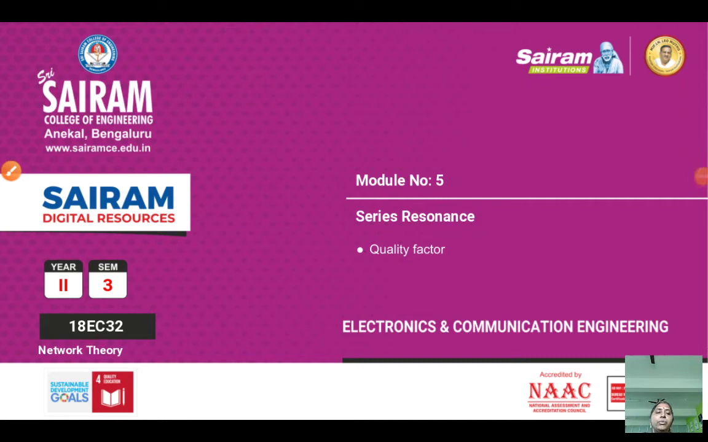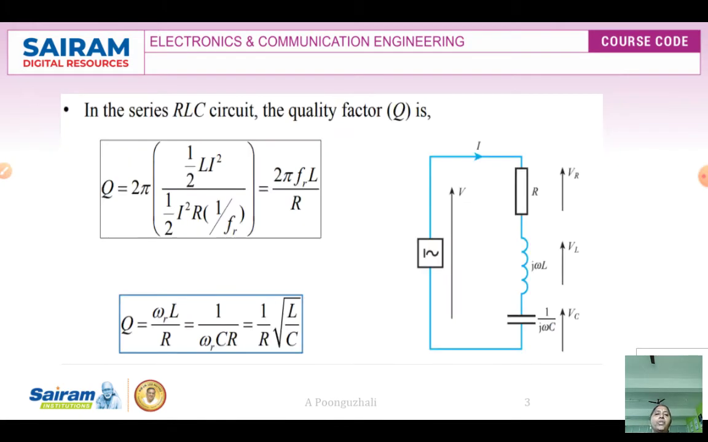In the previous video we saw series resonance. So we'll see the continuation of series resonance. In this we'll see the quality factor, the sharpness of your resonance curve.